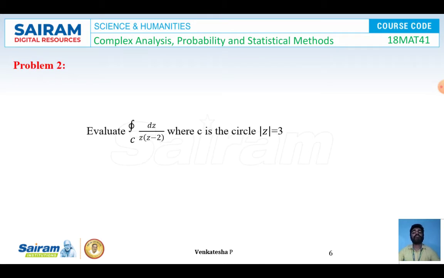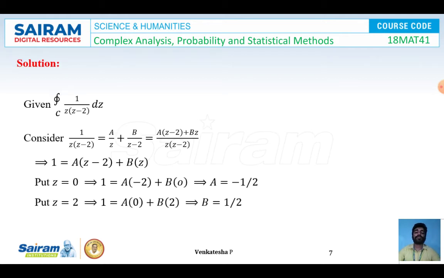Problem number 2. Evaluate the integral over C of dz/(z(z-2)), where C is the circle |z| = 3. So the given integral is the integral over C of 1/(z(z-2)) dz. By comparing this with the actual formula, the integral over C of f(z)/(z-a) dz, we have here z-a equal to z(z-2).